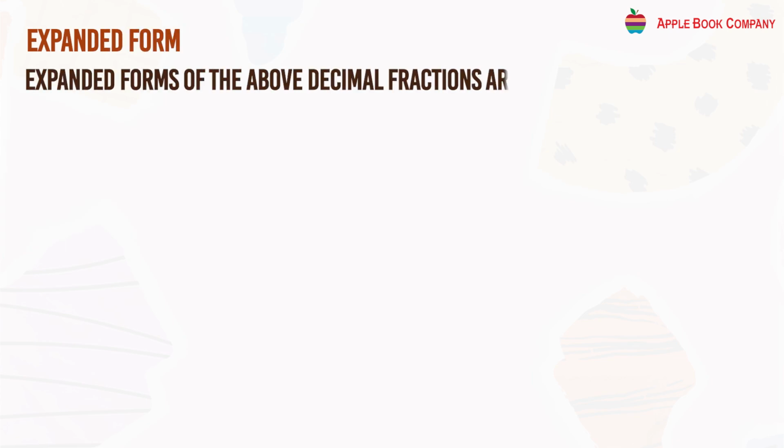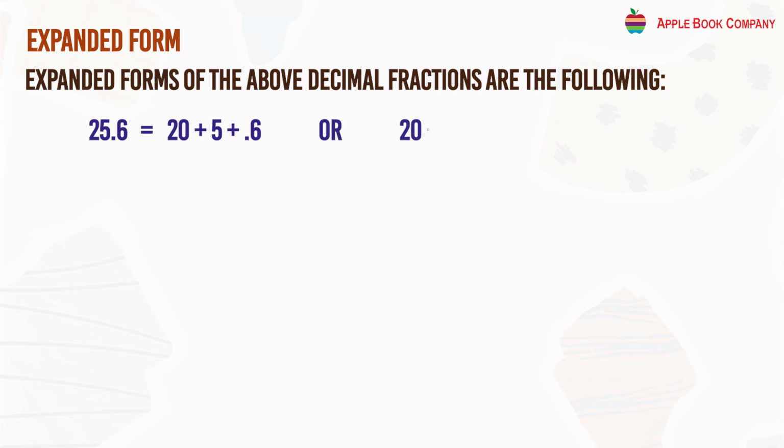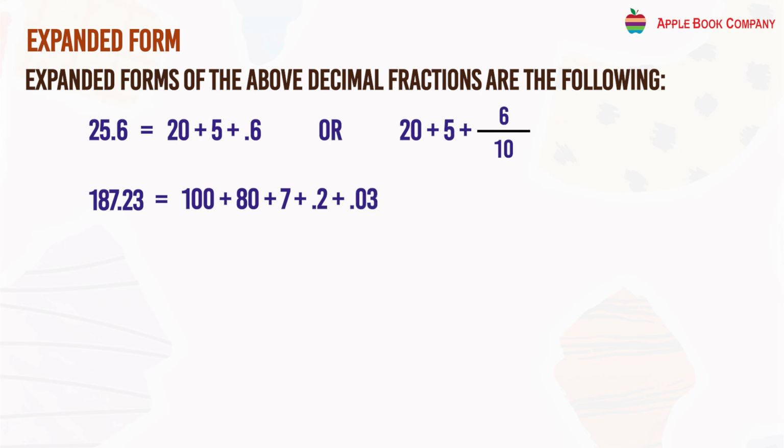Expanded form. Expanded forms of the above decimal fractions are the following. 25.6 equals 20 plus 5.6, or 20 plus 5 plus 6 by 10. 187.23 equals 100 plus 80 plus 7 plus 0.2 plus 0.03, or 100 plus 80 plus 7 plus 2 by 10 plus 3 by 100.